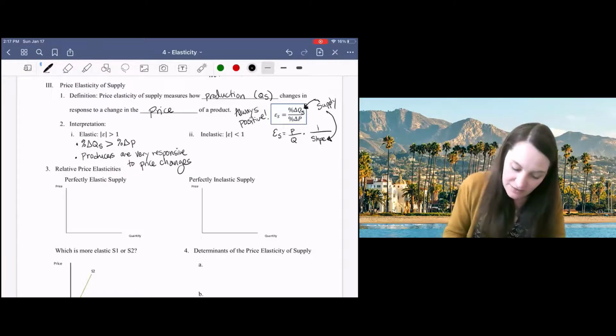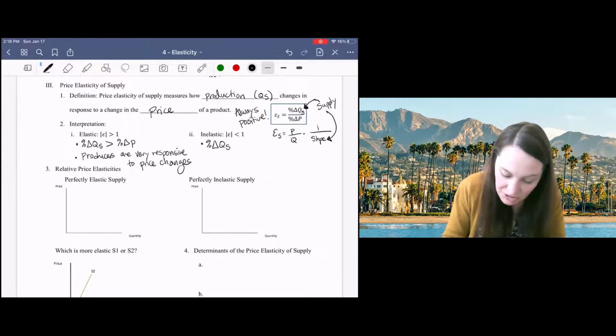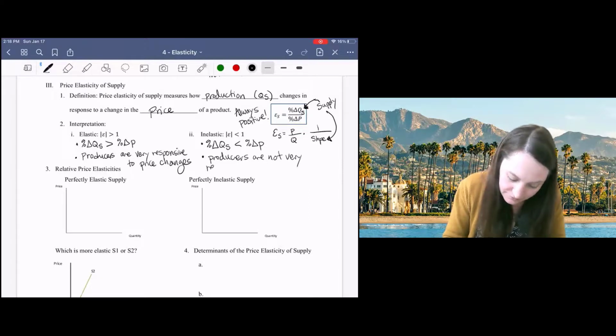On the other hand, if supply is inelastic, then mathematically that means that the change in the quantity supplied is small relative to the change in price. In other words, producers are not very responsive to changes in price.